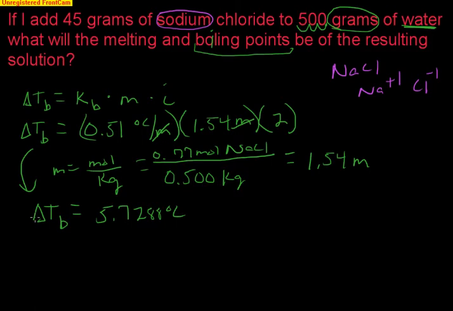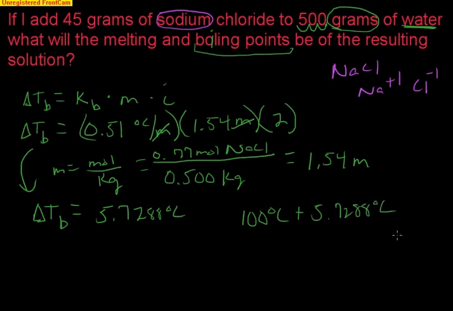I'm not done quite yet because this is my change in temperature of the boiling point. So this is just telling me how much I'm changing it. If we go to the question, it's asking what is the boiling point. So it's not asking what the change is, it's asking what is the new boiling point. Well, we know that water normally boils at 100 degrees Celsius. And if I am elevating the boiling point, meaning I'm increasing the boiling point by 5.7 degrees Celsius, all I have to do is take 100 degrees Celsius and add it to my delta T.